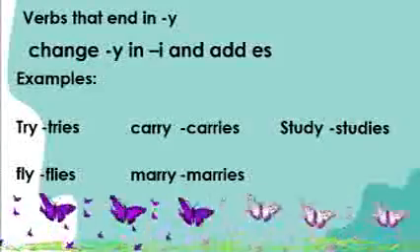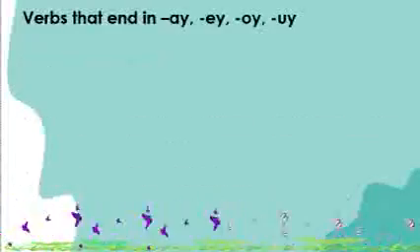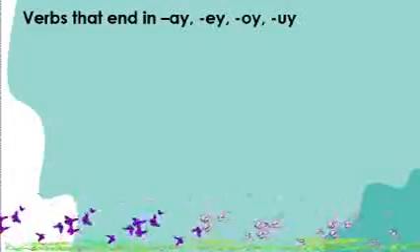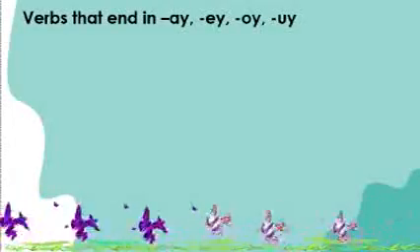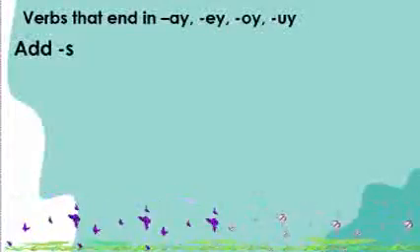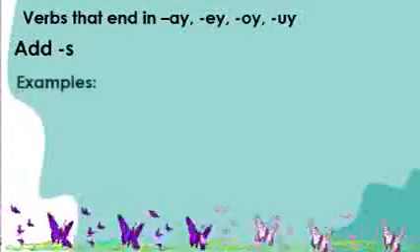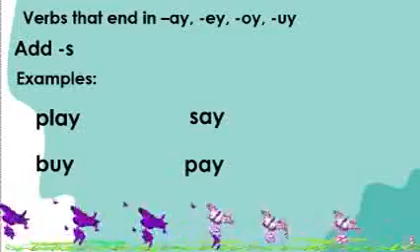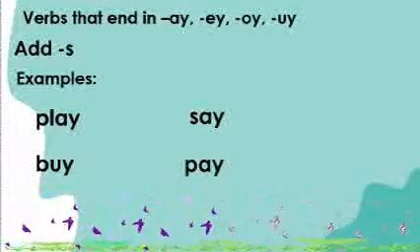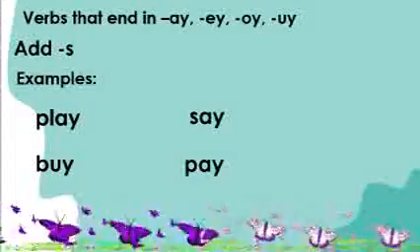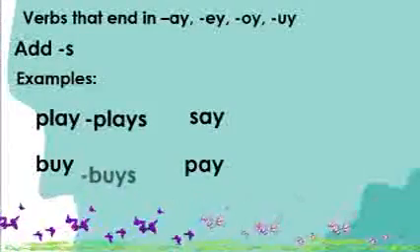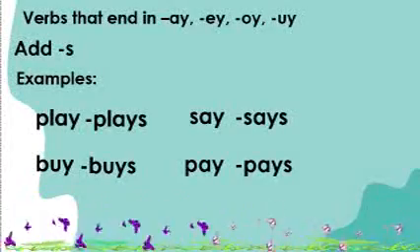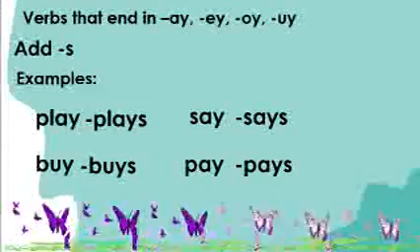However, this rule does not apply to action verbs that end in AY, EY, OY, and UY. When the verbs end in AY, EY, OY, UY, we only add S. Examples are play, buy, say, and pay. All of these end in AY or UY, so that's why we only add S. Play becomes plays, buy, buys, say, says, and pay, pays. So, that is how it works.